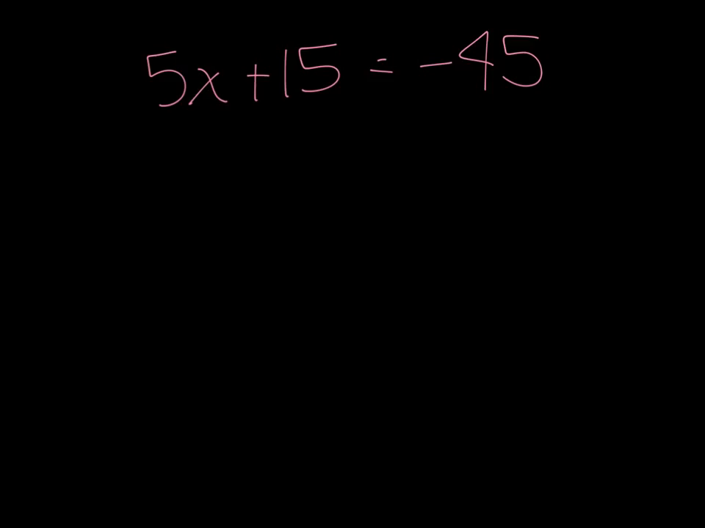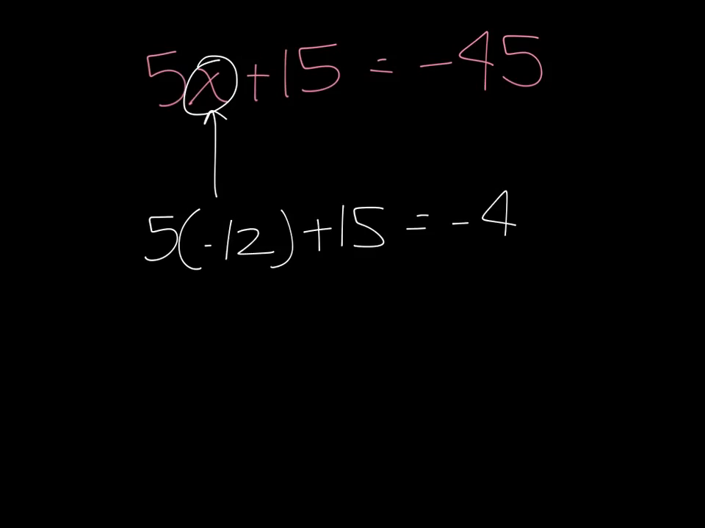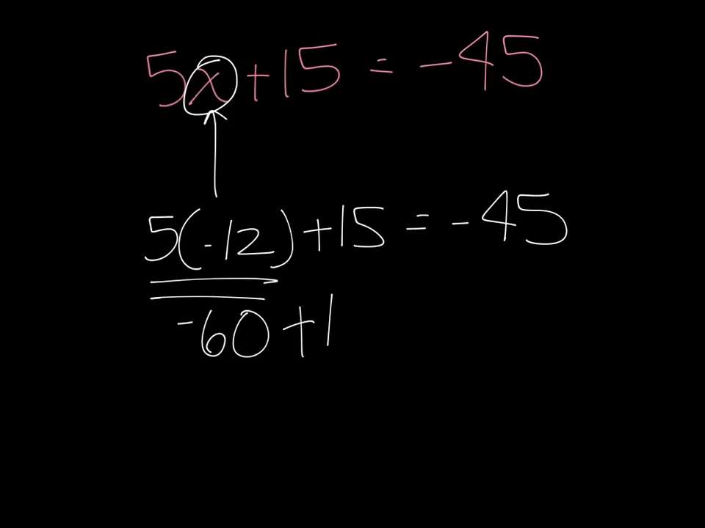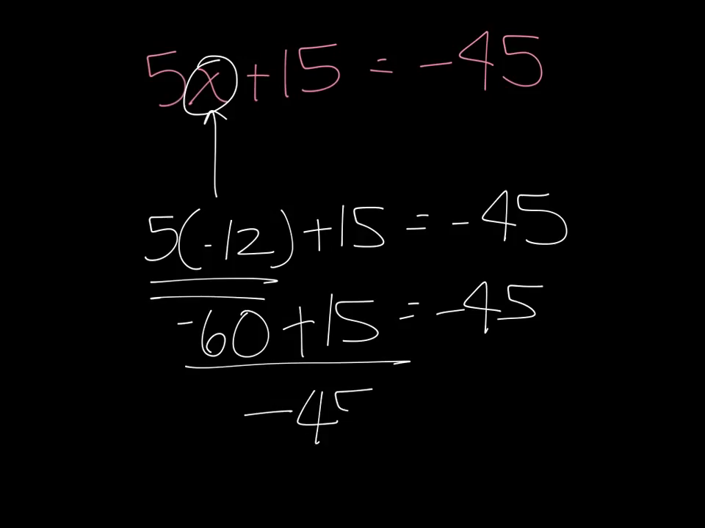Now, I have to be sure of my answer. So in place of x, I'm going to put -12. 5 times -12, I know, is -60, plus 15 equals -45. -60 plus 15 is in fact -45, so we are good to go. That is correct. Yahoo! If you got the answer right, pat yourself on the back, give yourself a high five.